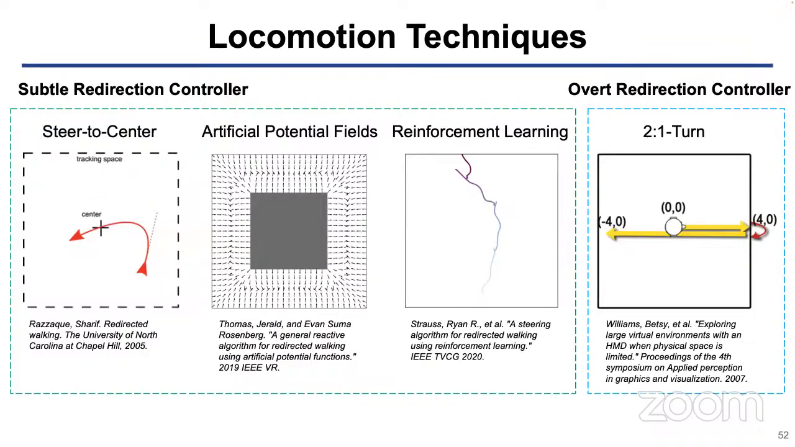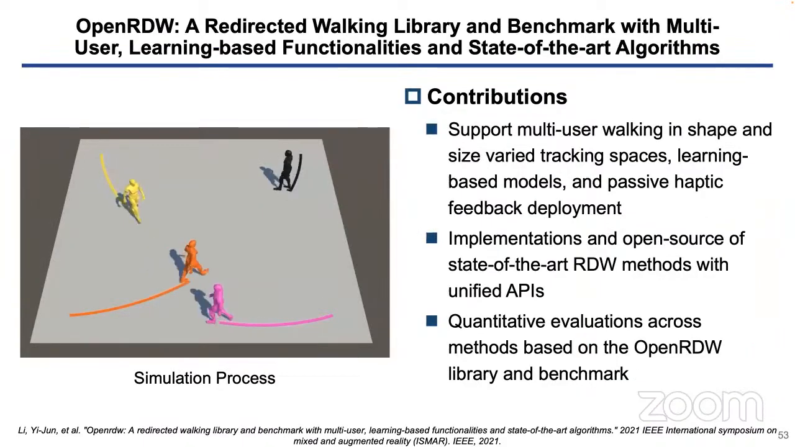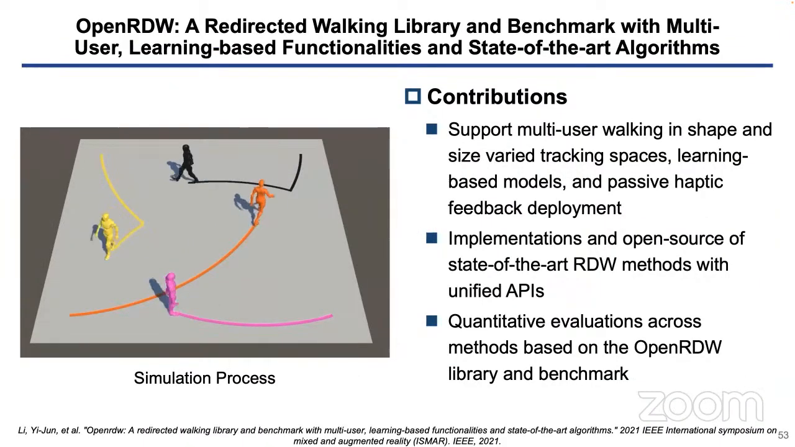There are actually a lot of locomotion techniques with different redirection controllers, for example the subtle ones and the overt ones. There are classic algorithms like steering to the center, and also artificial potential fields, and also deep learning based methods that need to be developed or deployed by the users. So users have to re-implement the algorithms by themselves. To deal with this issue, we have developed and released a platform called OpenRDW.